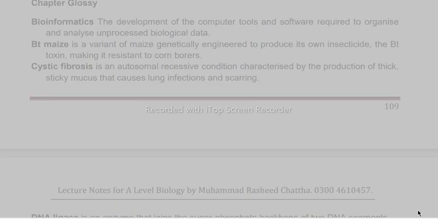Chapter. Bioinformatics: the development of the computer tools and software required to organize and analyze unprocessed biological data. BT maize is a variant of maize genetically engineered to produce its own insecticide, the BT toxin, making it resistant to corn borers. Cystic fibrosis is an autosomal recessive condition characterized by the production of thick, sticky mucus that causes lung infections and scarring.